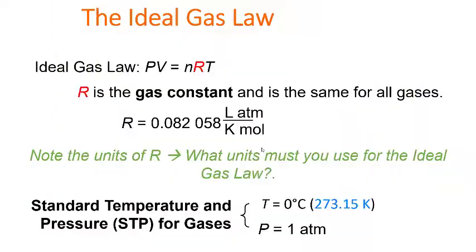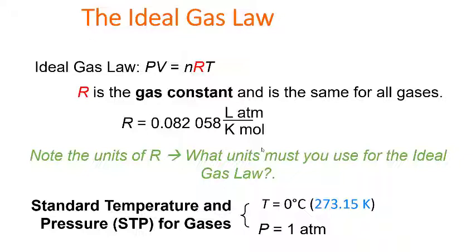And so if we take a look at our units provided on the slide, we can see that liters and atmospheres are on top, and kelvins and moles are on the bottom. So the gas constant R makes sense and the units check out. And so the ideal gas law is a way of combining all three of these relationships together.